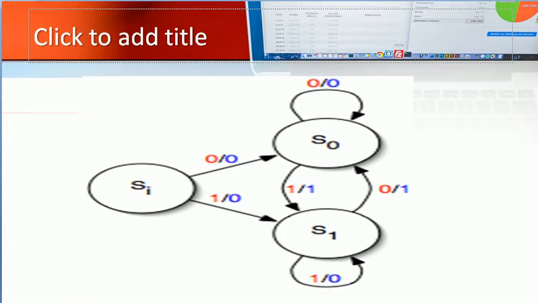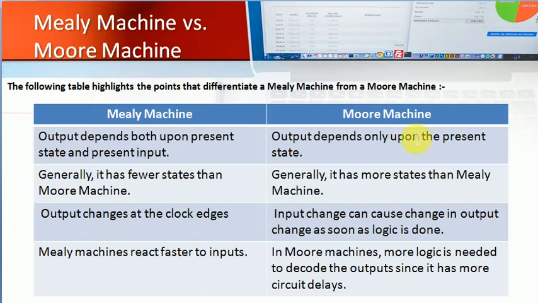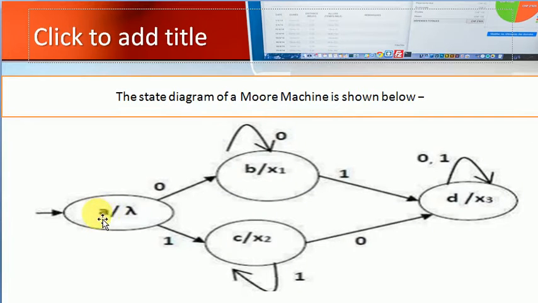And now we will see the Moore machine, where output depends only upon the present state. This means that when we are at state A, we get the output lambda, and on giving the input 0, we move from state A to state B, and then we get the output x1. And when we give the input 1 on A, we move to C and give the output x2.